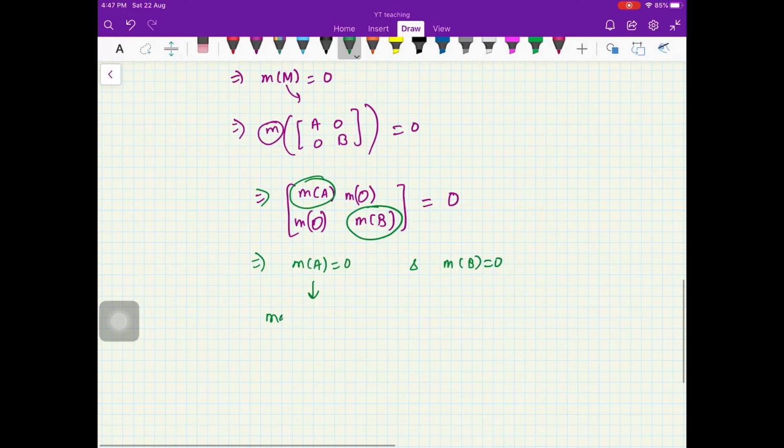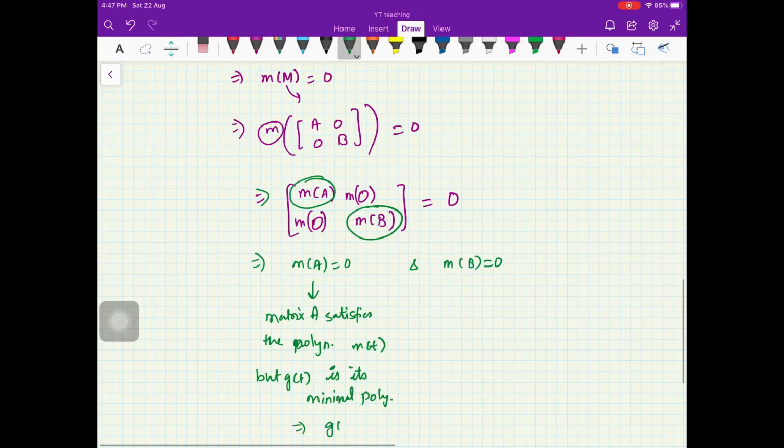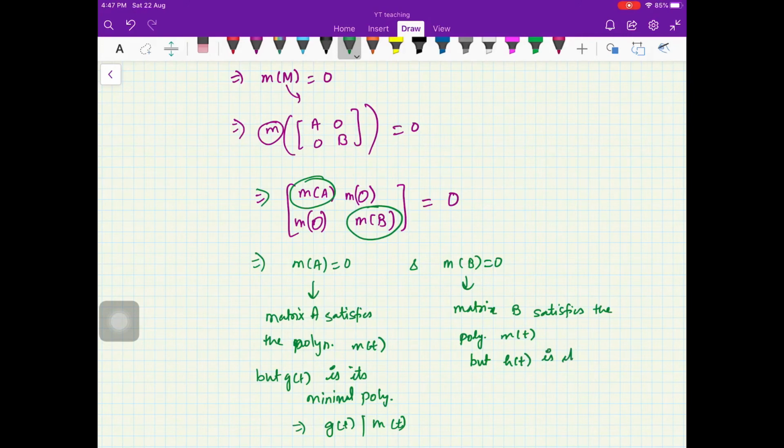This says that matrix A satisfies the polynomial m(t), but g(t) is its minimal polynomial. Now by definition, the minimal polynomial will divide every other polynomial which is satisfied by that matrix. So g(t) divides m(t). Similarly, this says matrix B satisfies the polynomial m(t), but h(t) is its minimal polynomial.